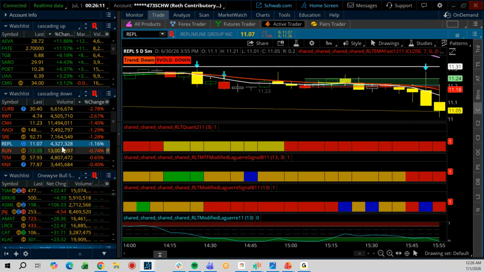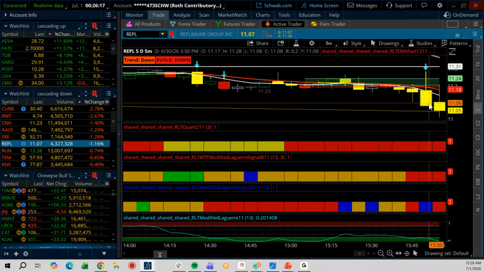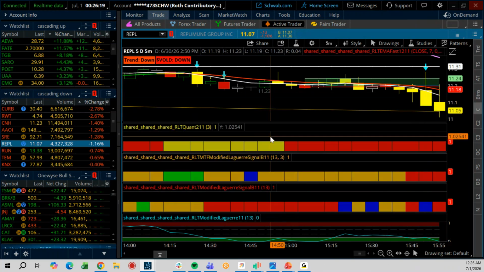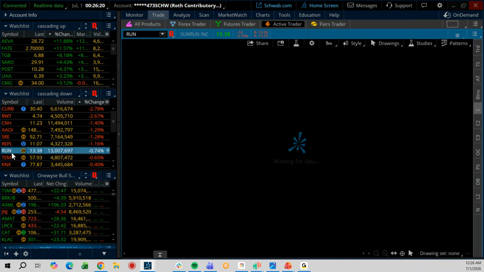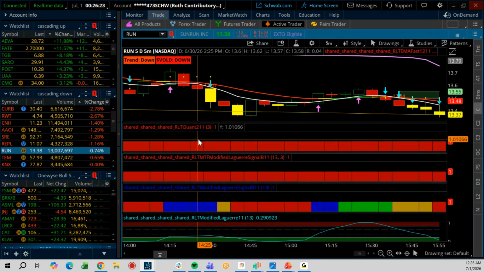Okay, REPL, another decent short, right? Sell, got red, perfect, coming down. Beautiful. Coming off the VWAP, you've got no support below it. So that's what we look for on the current time frame momentum, multi-time frame momentum.